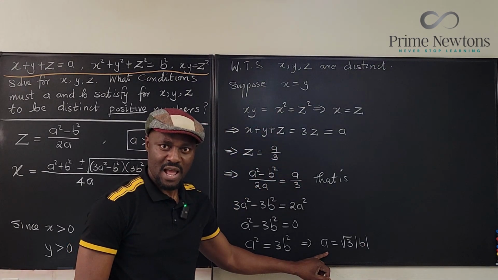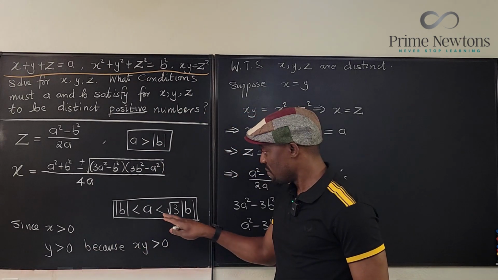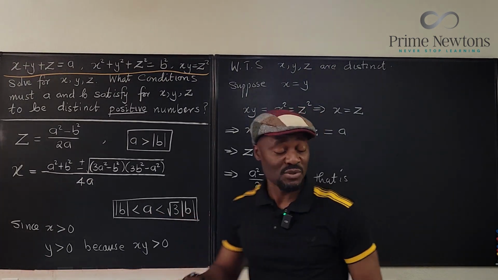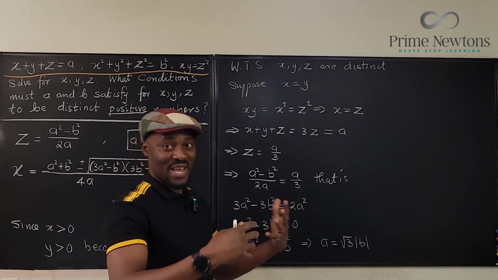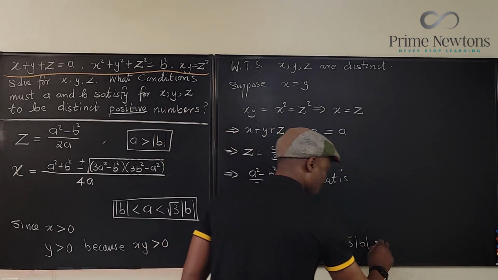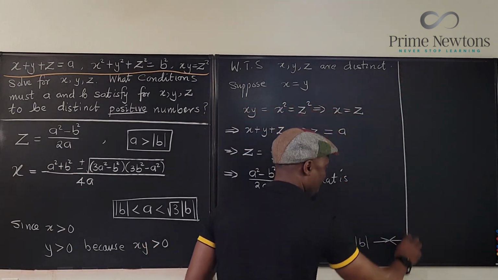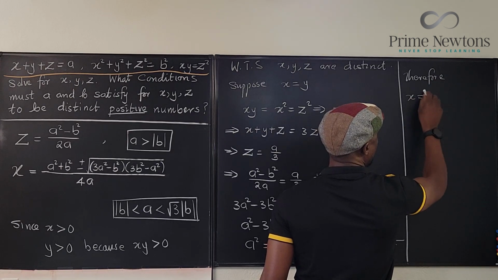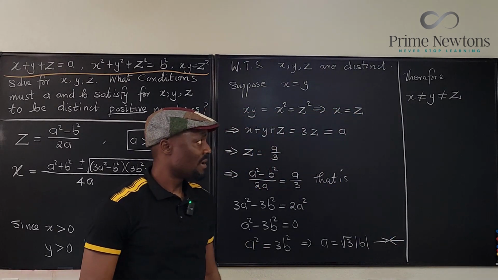But we already said this cannot happen. So, because of this condition, a is less than the square root of 3 times the absolute value of b, this condition contradicts the original condition on the basis that they are all positive and they are equal, so it doesn't make any sense. So this is a contradiction. Therefore, x is not equal to y, and it's not equal to z. I think I'm done here.